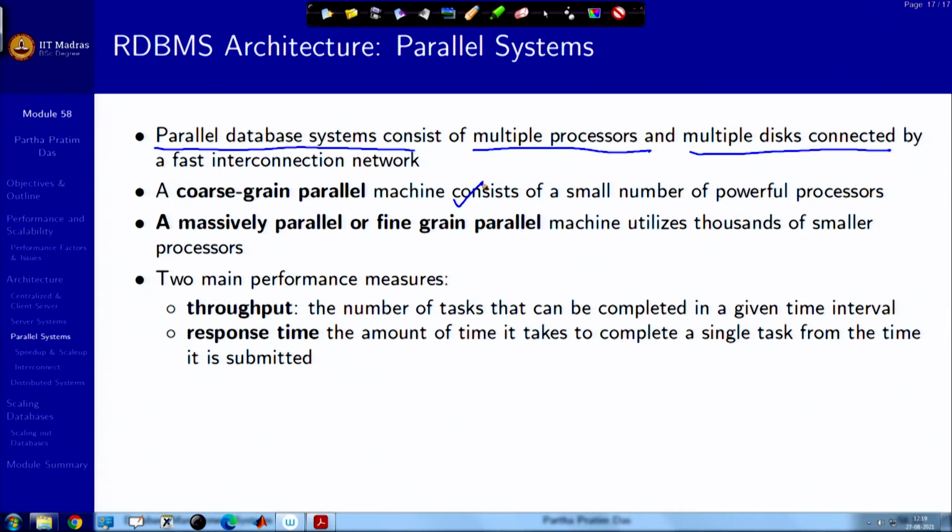It could be coarse grained, where the machine consists of a small number of powerful processors. It could have a different number of parallel processors within itself, or they may connect a number of processors together. And the other could be a massively parallel or fine grained parallel machine that uses thousands of smaller processors. So, various such parallel processing architectures are involved here.